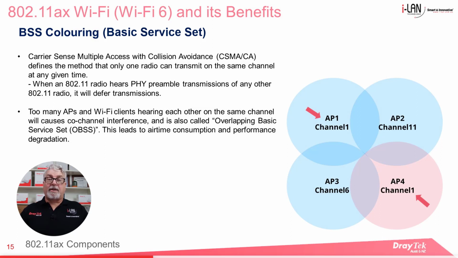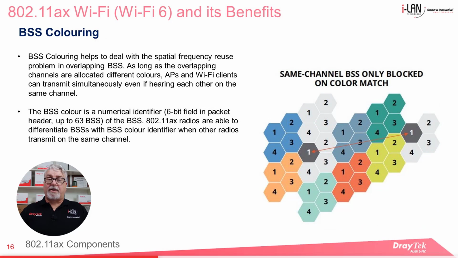However, when too many access points and Wi-Fi clients hear each other on the same channel, it will cause co-channel interference, also called Overlapping Basic Service Set, or OBSS. This leads to airtime consumption and performance degradation. The use of BSS colouring helps to deal with the spatial frequency reuse problem in overlapping BSSs. As long as the overlapping channels are allocated different colours, APs and Wi-Fi clients can transmit even if hearing each other on the same channel.